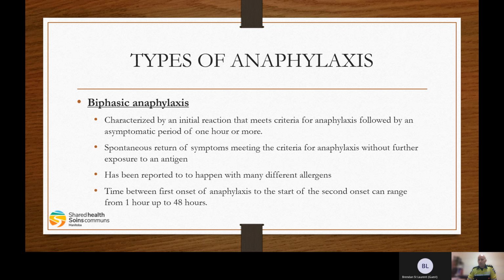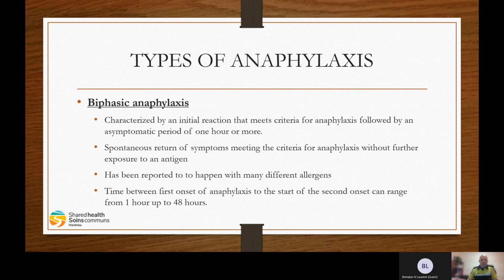Let's use an example of someone who gets stung by a wasp. They go into anaphylactic shock. We deal with it appropriately. We're transporting them to the hospital. They didn't get stung again. Then all of a sudden, an hour later, they start having the same reaction, even though they haven't been reintroduced to that allergen. It's been reported to happen with many different forms of allergen.